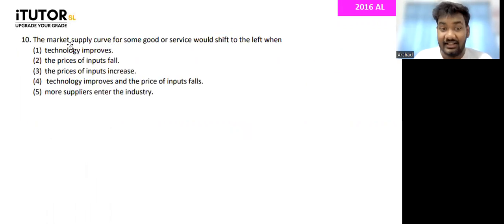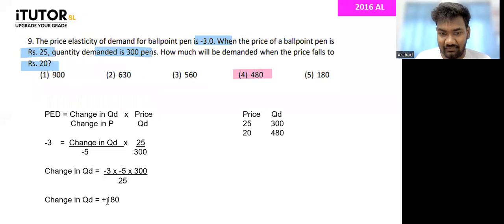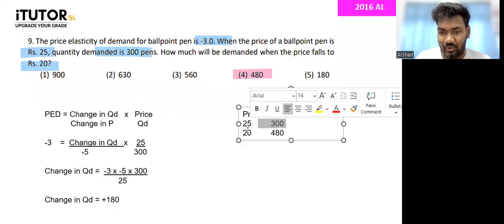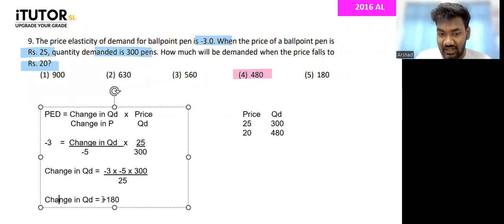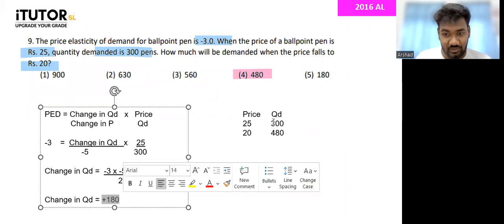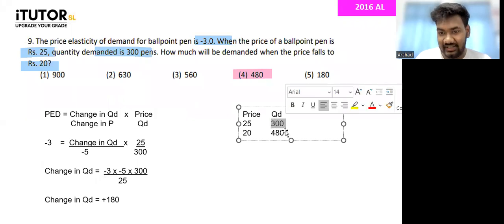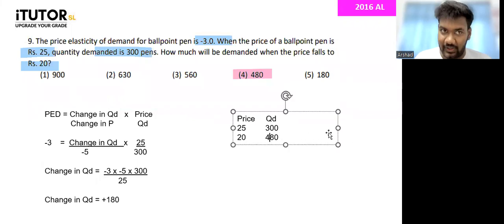These are easy ones. The market supply curve for some good or service would shift to the left when. Can you all give me? How did 480 come, guys? 480 came from 180 plus 300. When you're going from 25 to 20, we said change in QD is plus 180. So 300 plus 180, 480. That's how it came. Okay.